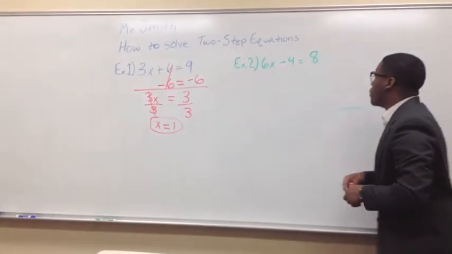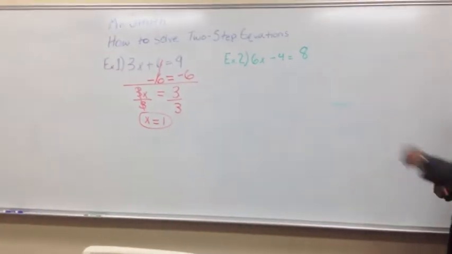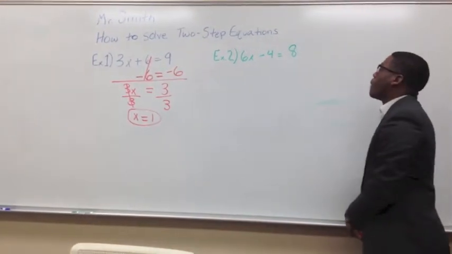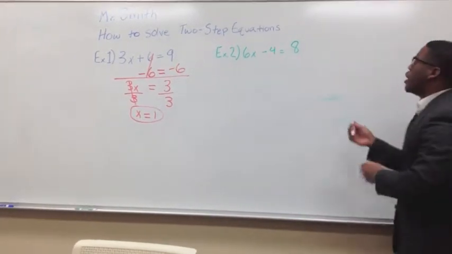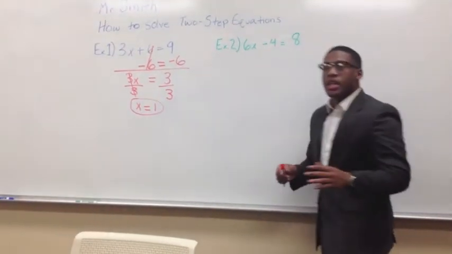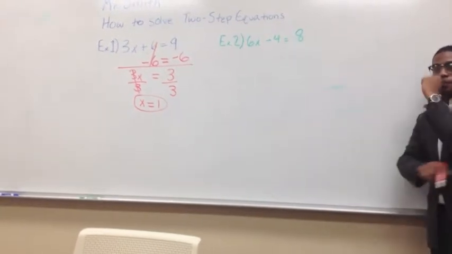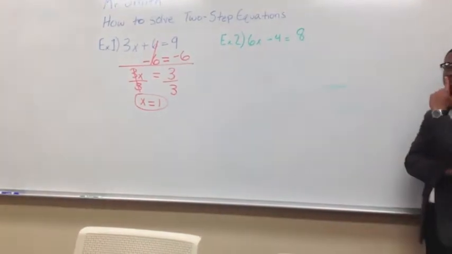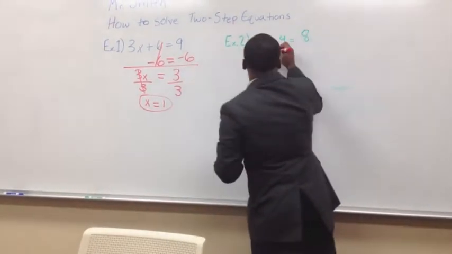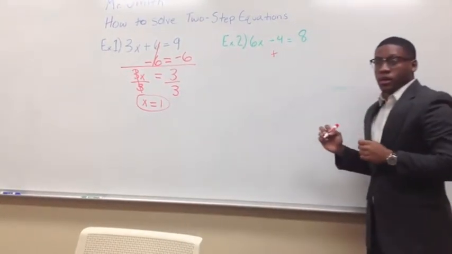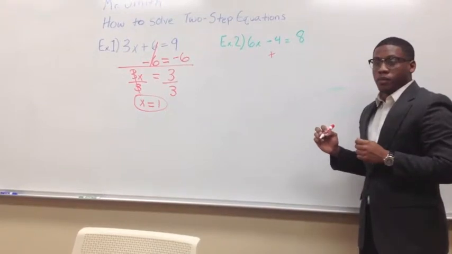Our second example, Ms. Blue, could you read our second example, please? It reads 6x minus 4 equals 8. That's right. All right, now, Ms. Blue, what do you think our first step would be? Plus 4. Plus 4, that's right. Now, why do you think that's the case? Because you're trying to get the variable 6x by itself.